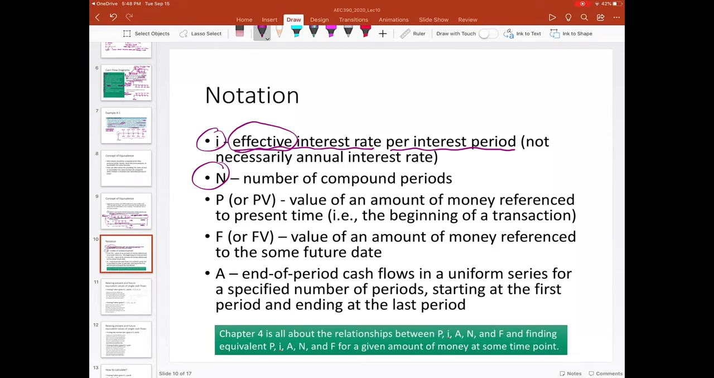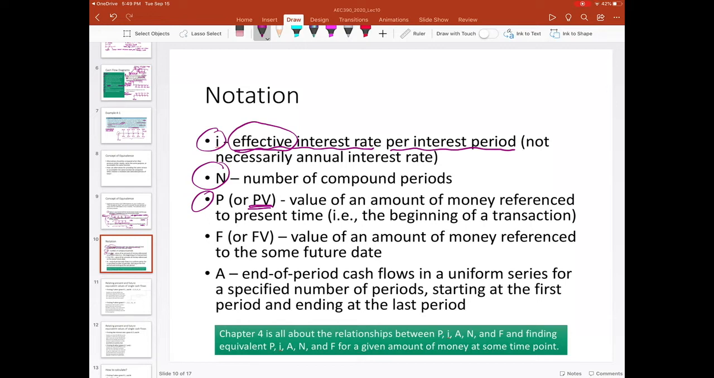We said N can be very tricky. It's how many times you calculate the interest. It's not necessarily the number of years. It could be the number of months, number of quarters, or number of half years. And then the third thing is P or PV. PV is the value of an amount of money referenced to present time.